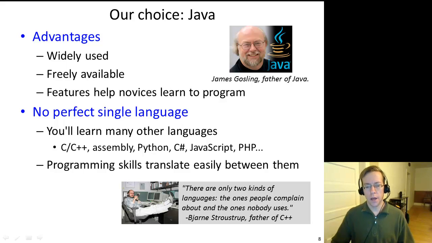There's a quote by the father of C++: there are only two kinds of languages, the ones people complain about and the ones nobody uses. So his point is there is no perfect language. You can always criticize any language, but Java is, I think, a good choice and the language we're going to use in this course.